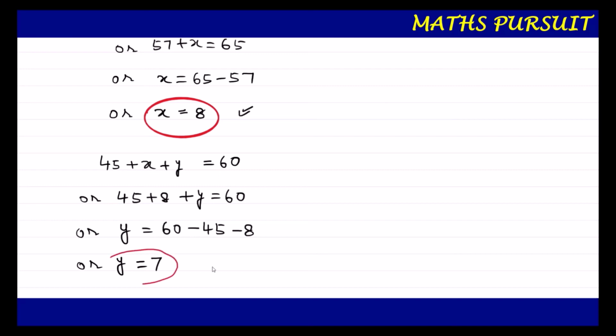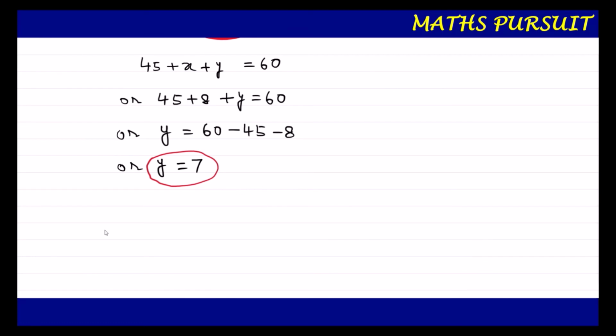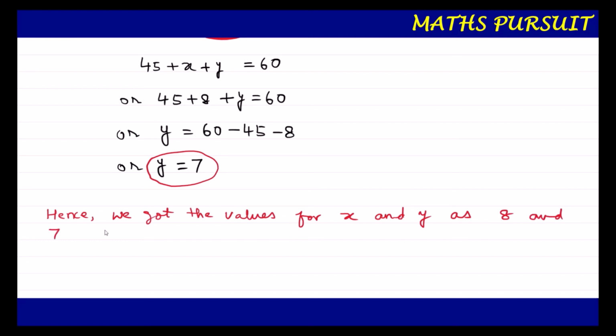Now the question asked us to find the values of x and y. So in our concluding answer, we can say that hence we got the values for x and y as 8 and 7 respectively.